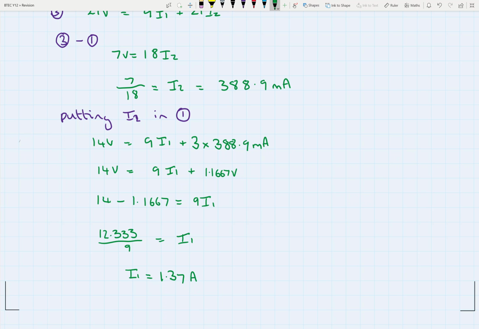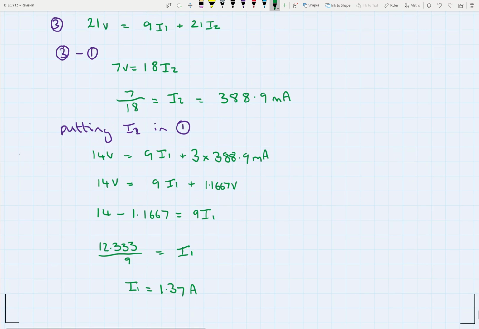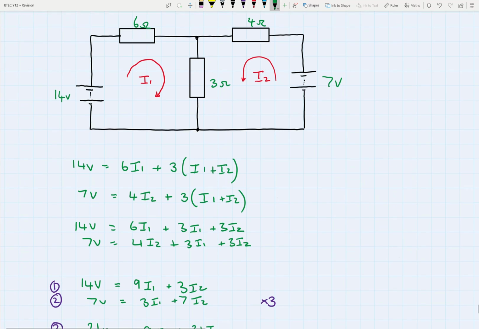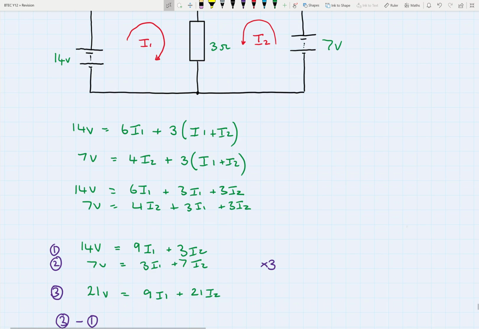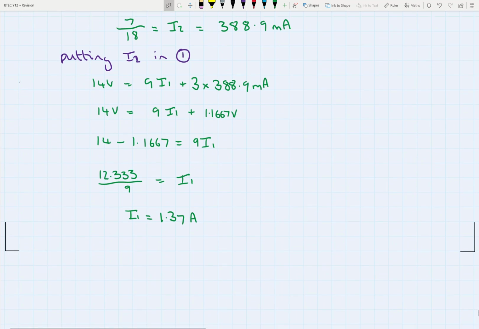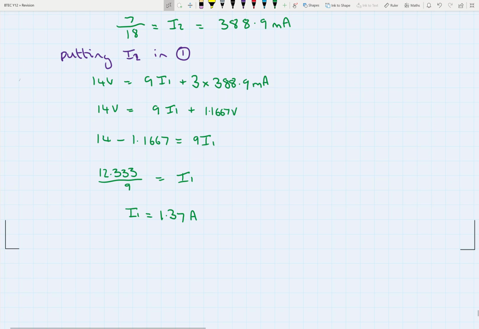Now there's probably only one thing left to do. If we look back at the original circuit, a question might say, what's the current flowing through this 3 ohm resistor? Well, we already established that the current flowing through that resistor is I1 plus I2. So if we wanted to know the current through the 3 ohm resistor, we can just add the two currents together, I1 and I2.